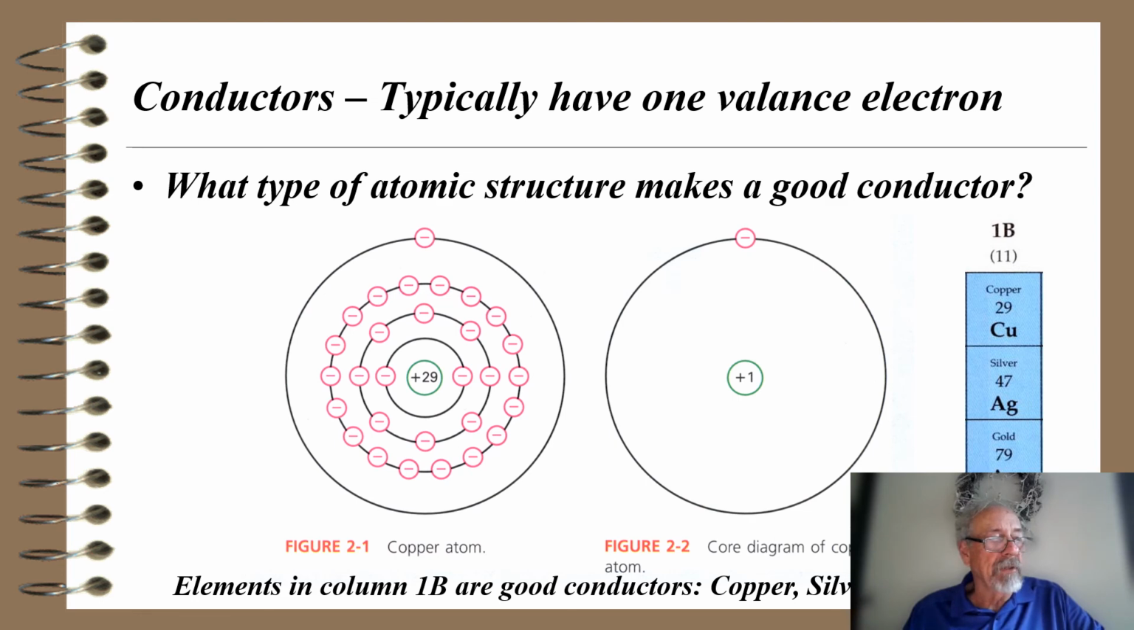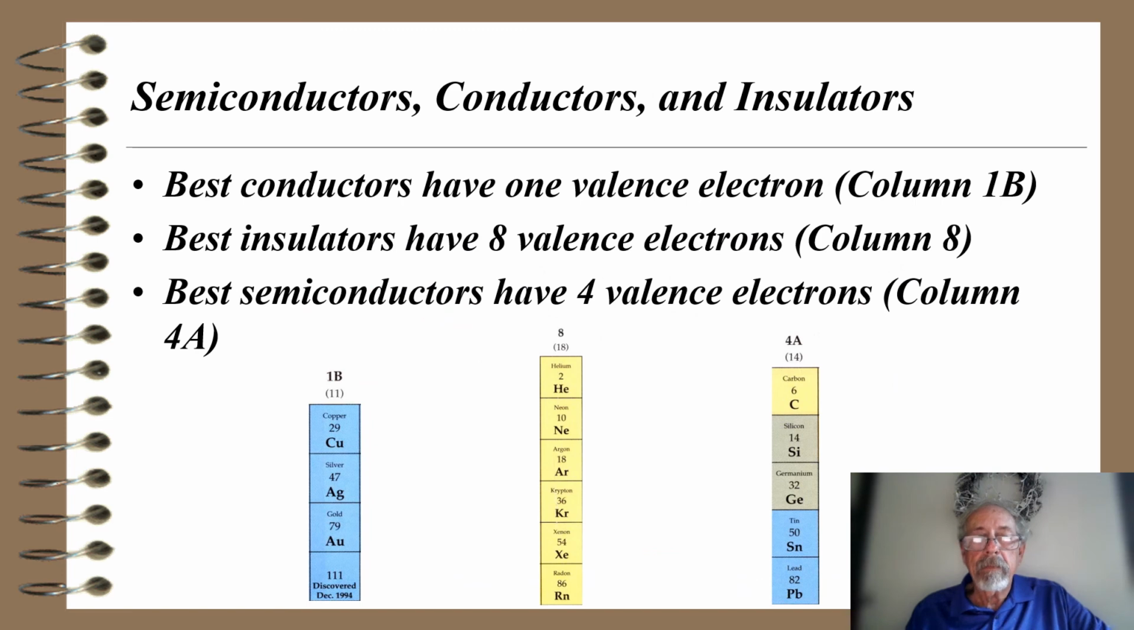If you look on the right-hand side, copper, silver, and gold there, the elements in column 1B are good conductors. Again, copper, silver, and gold. Now, most of our wires are made out of copper because silver and gold are so expensive, but at times we have used silver for conductors, and we've also plated things with gold for good conduction. So, best conductors have 1 valence electron, that's column 1B.